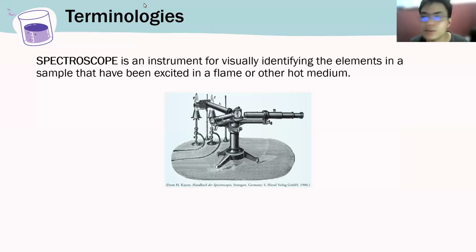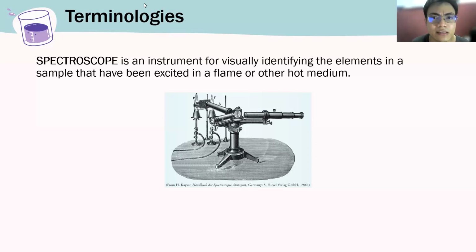So probably you've seen this sa physics textbook kasi ito yung ginamit ni Newton. Kaya niya nasabi na yung light gawa siya sa multiple colors. So spectroscope, this was used by many physicists and chemists at the time in order to identify the light emitted by certain objects.